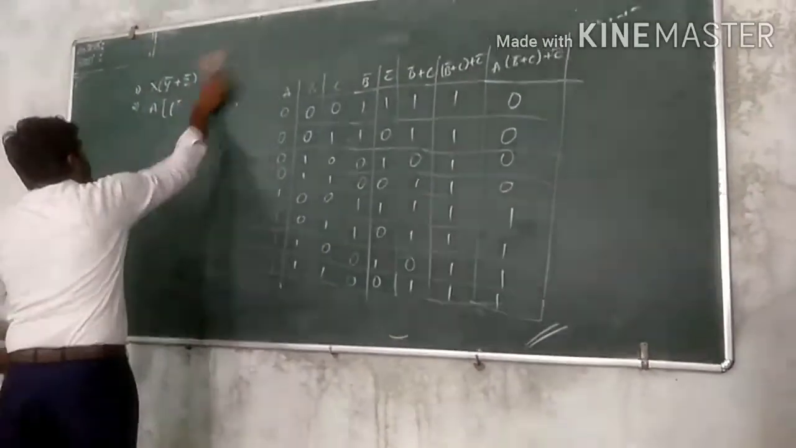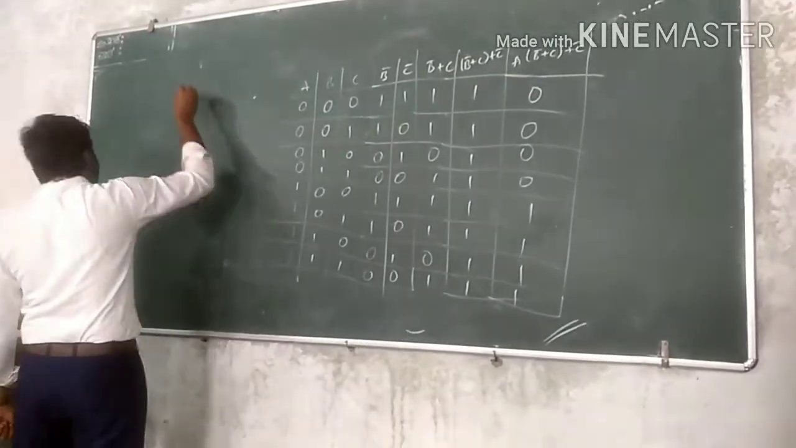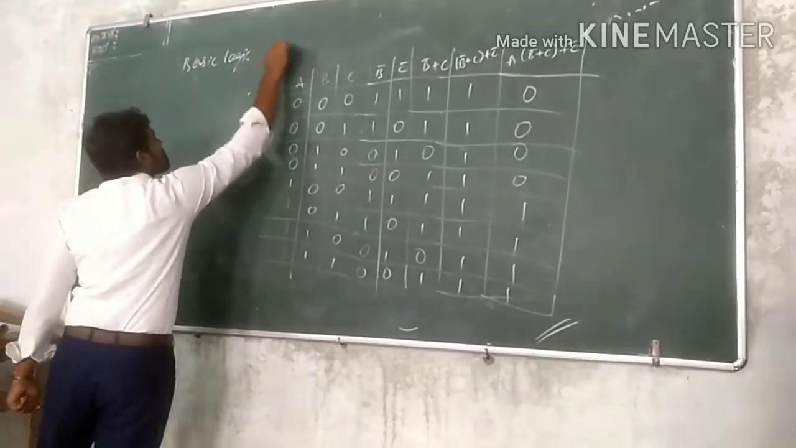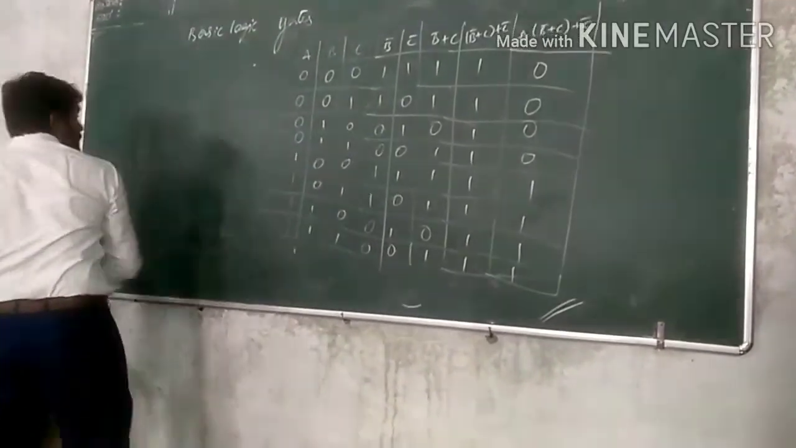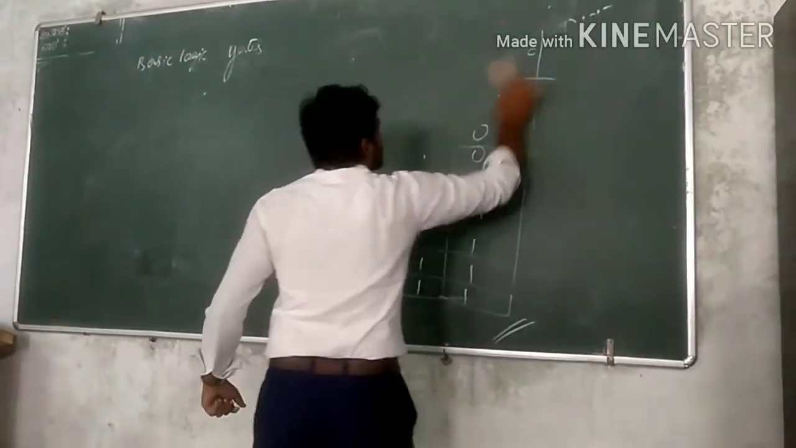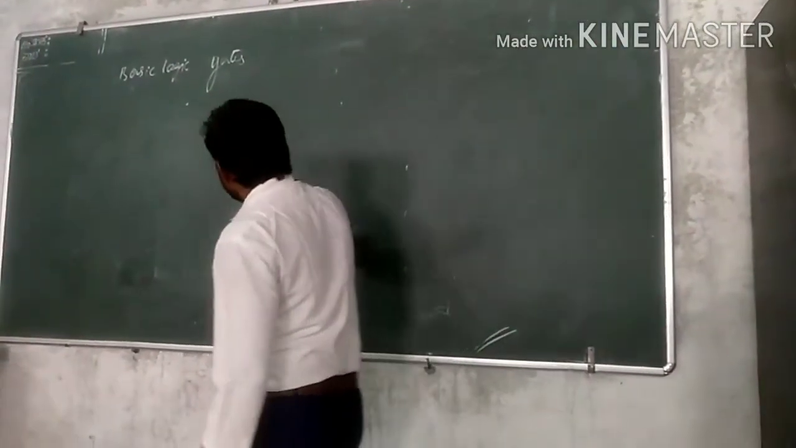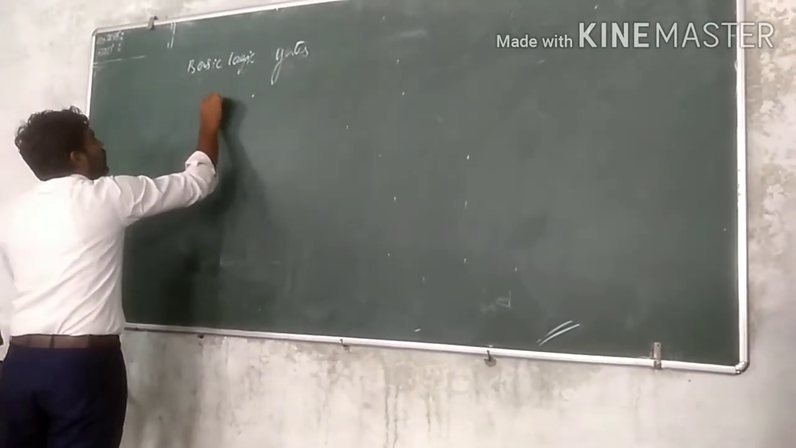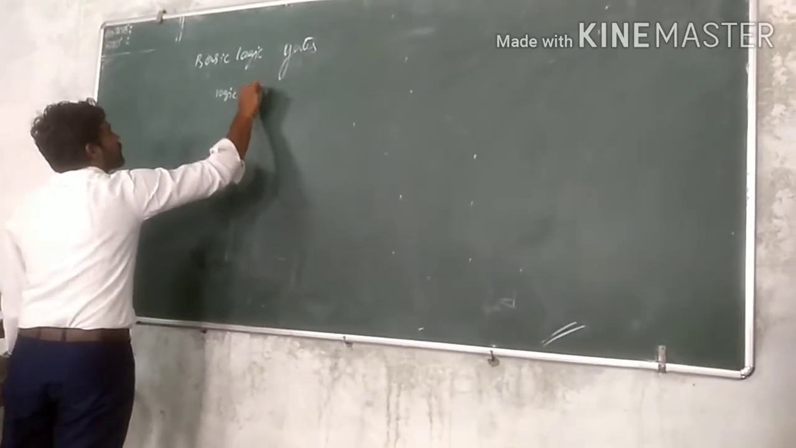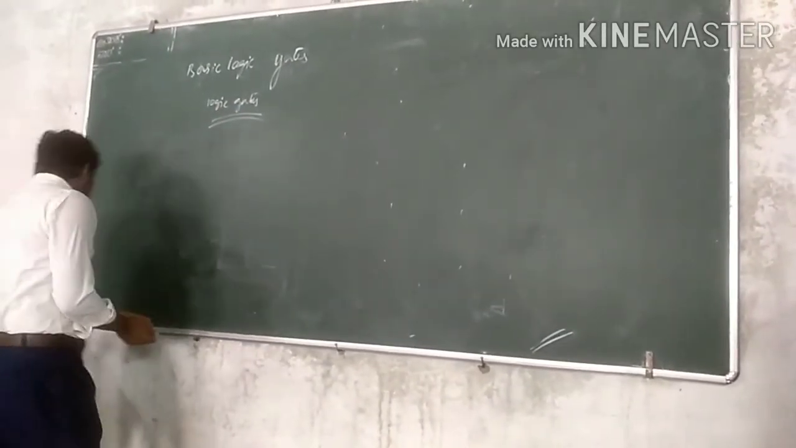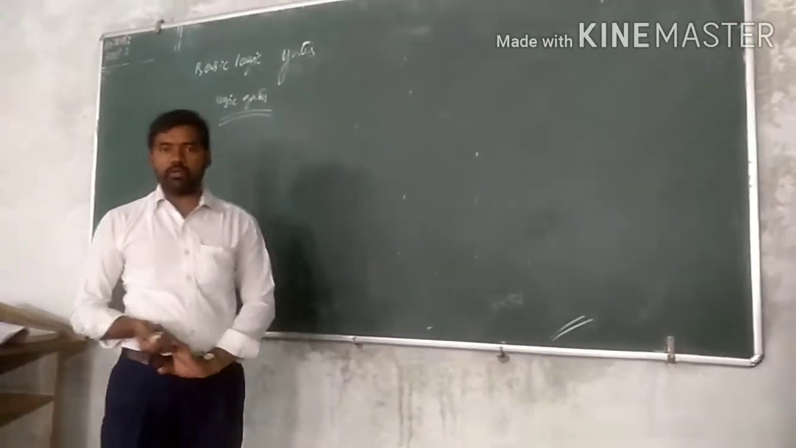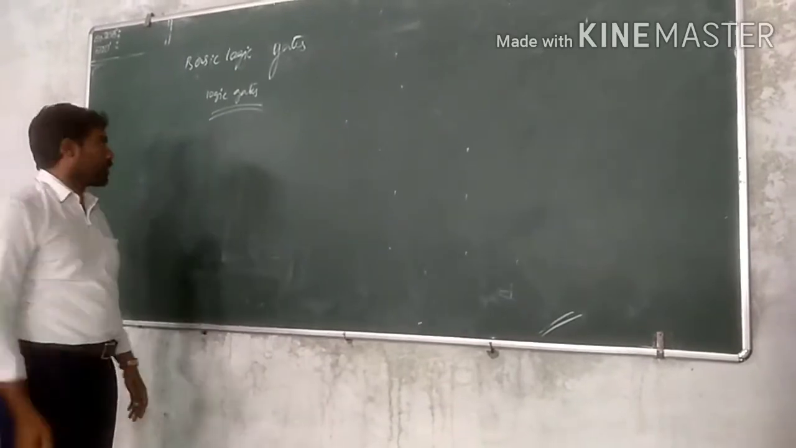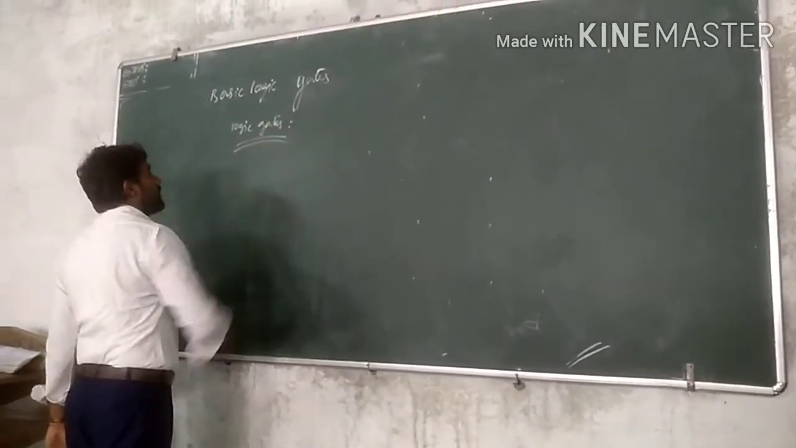Okay, then we will go for the next one, that is basic logic gates. Basic logic gates. Before going further, first we need to know what is a logic gate. A logic gate is a kind of electronic circuit which can operate on one or more input devices and produce only one output device. That is called a logic gate.